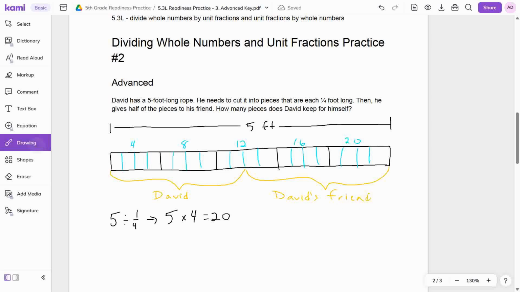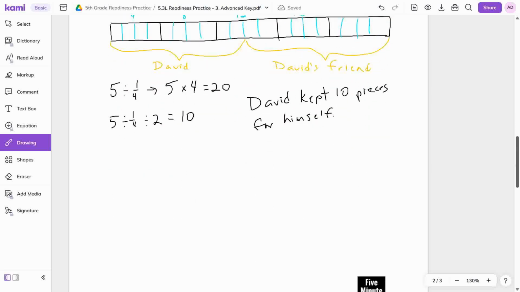So if I want to put it as one long one, what I did was I did 5 divided by 1/4. That gets me 20. And then I divided that by 2. And that's going to get me 10. So David kept 10 pieces for himself. So we almost had to divide twice. Once by a fraction, and then once just by 2 to split the pieces in half.